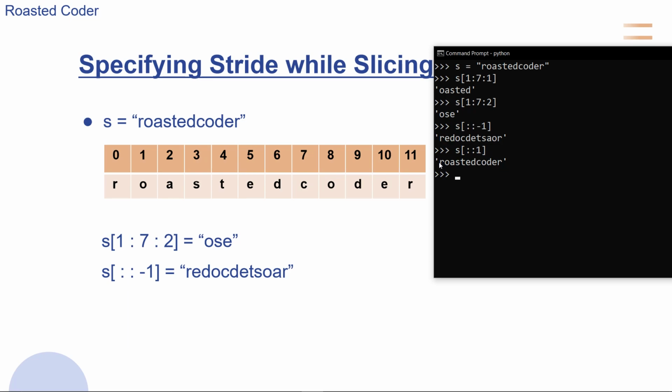And if you take -1, it will reverse the string. Starts from here. Now it's starting from here and jumping one position from each character to another. And if you take -1, it will start from here, and now like this you can see.